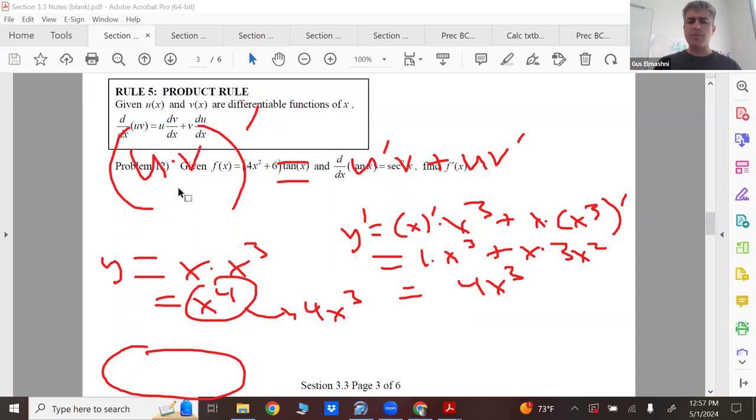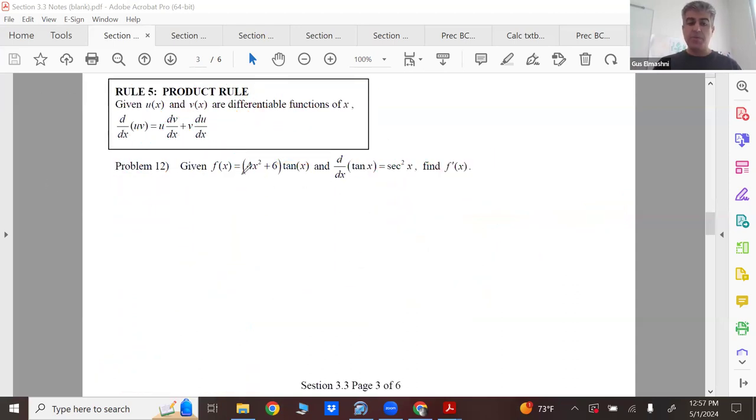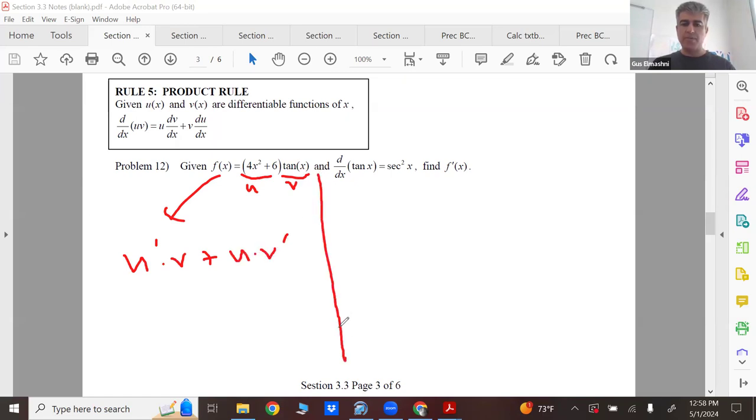So why do we have this rule in the first place? Because sometimes you don't have the luxury of multiplying these two different expressions together. Like, what am I going to do with 4x squared plus 6 and tan x? Those are so different. One's a polynomial, one's a trig function, right? Call this u, call this v. So do u prime times v plus u times v prime. And we'll do another one for the other function here.